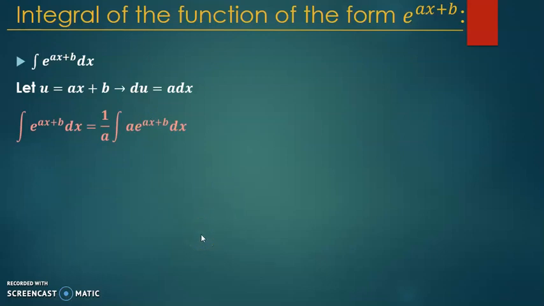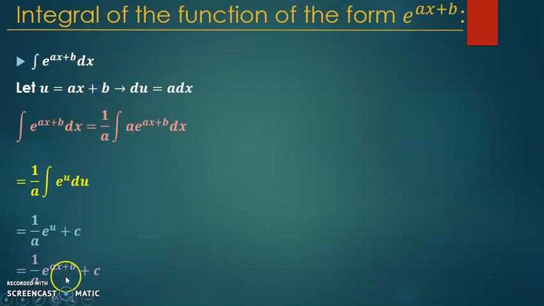Now the second step is to rewrite the integral in terms of u. The substitution is ax plus b, so this becomes u, so it's e power u. And what's left, which is a dx, is du. So we get 1 over a integral of e power u du. Now we need to integrate this. This is very simple. The integral of e power u du is e power u. So we get 1 over a e power u plus c. Now don't forget to do the last step, when you need to replace u back in terms of x. So you should write ax plus b. So it's 1 over a e power ax plus b plus c.